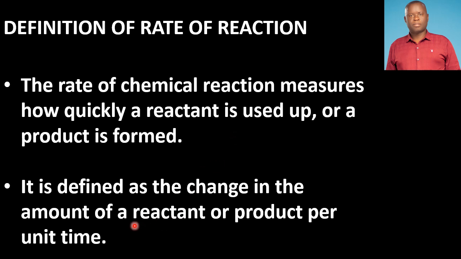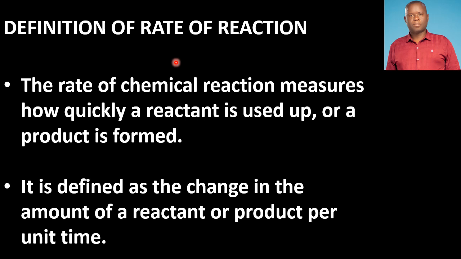Their concentrations decrease. But at the same time, what is happening to the amount of carbon dioxide formed? It's increasing. So reactant decreases, product increases. So we are saying that the change in the amount of reactant or product per unit time is called rate of reaction.